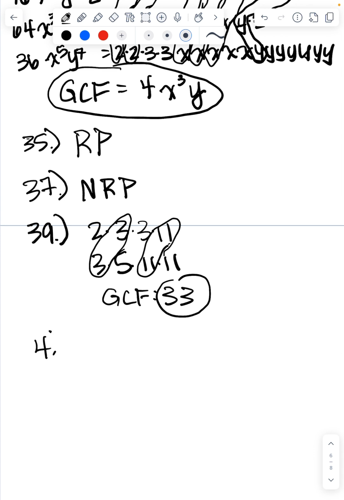Number 41. Let's do that. So we've got 3 times 5. We've got 2 times 2 times 5. And then we've got 2 times 2 times 2 times 3. Okay, I copied all those down right.